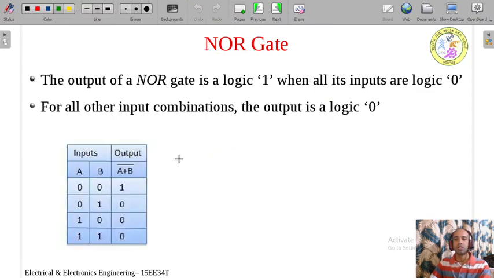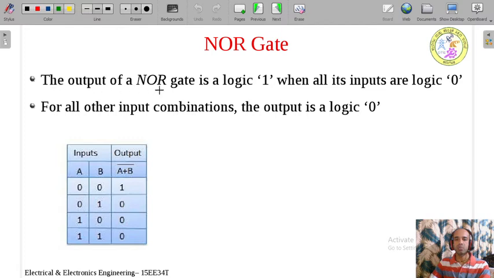Now you can observe the truth table of the NOR gate here. The output of the NOR gate is logic 1 when all of its inputs are logic 0. For all other input combinations, the output is logic 0. So how to remember this table now?